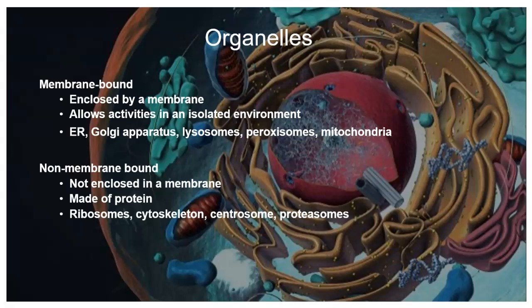The word organelles means small organs. So these are small organs found within a cell. We have two categories of organelles, membrane-bound and non-membrane-bound. The membrane-bound organelles are surrounded by a membrane, just like your cell membrane, that separates the organelle's contents from the cytosol, the liquid part of the cytoplasm.